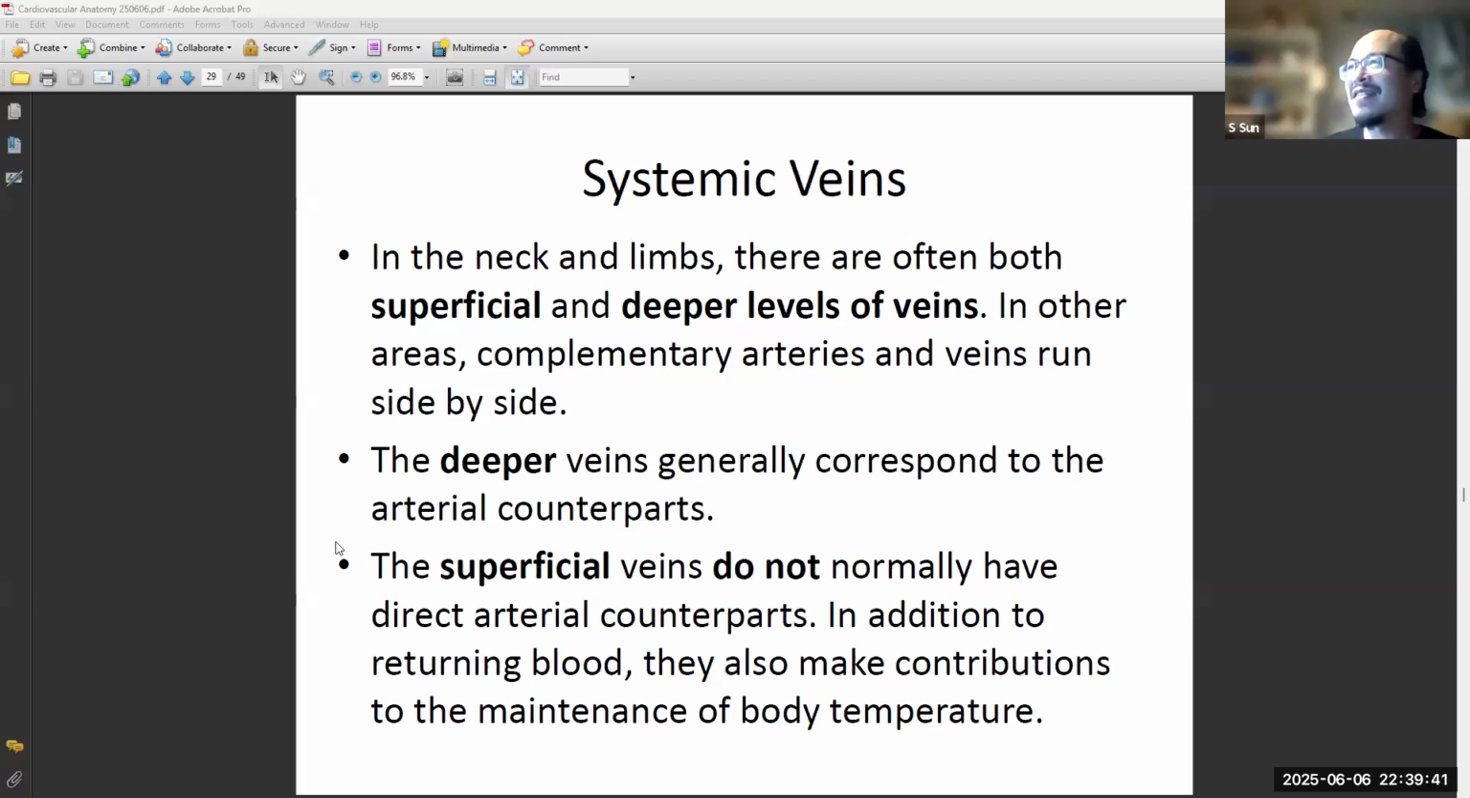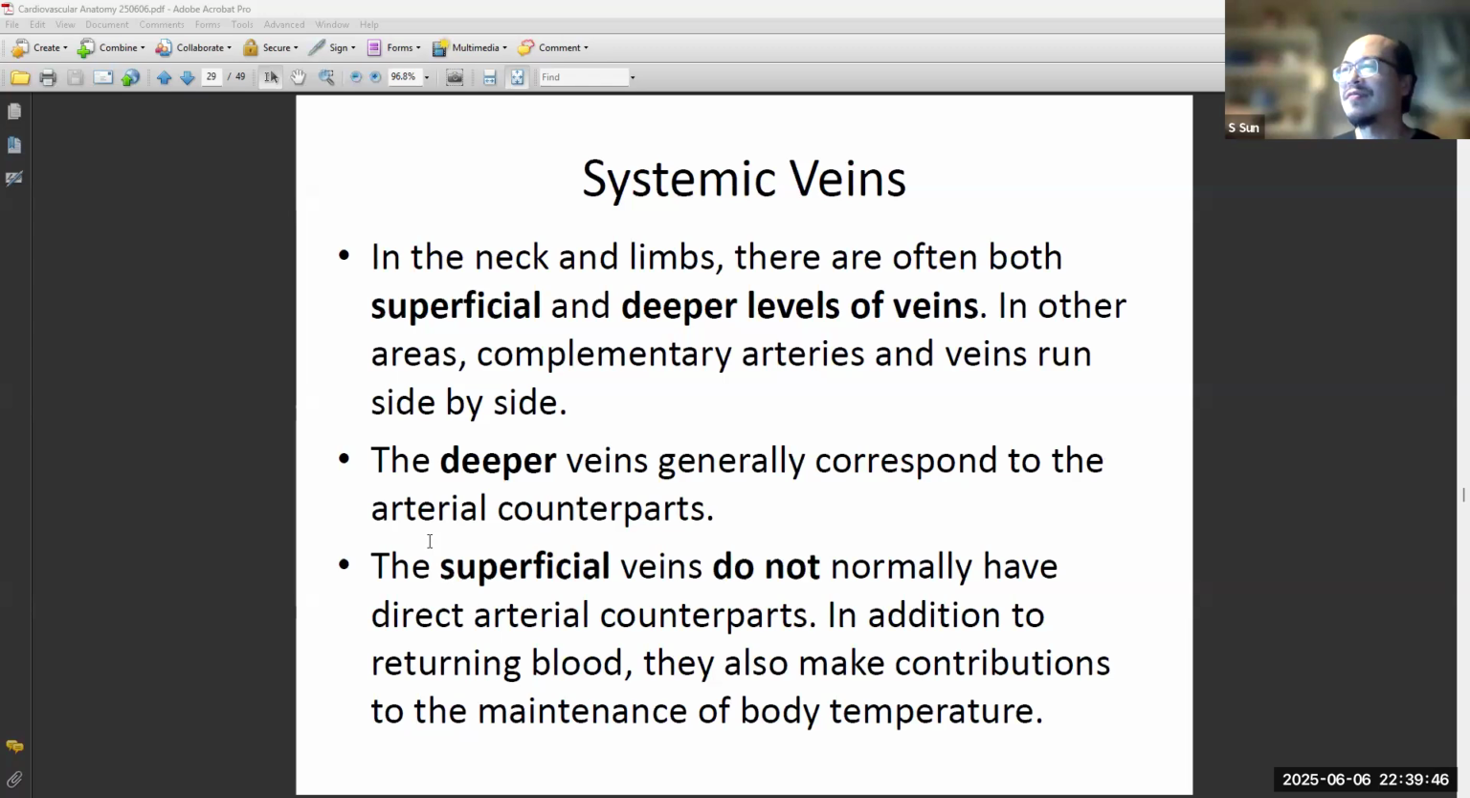Hi, welcome back. All right, so today we will continue the lecture about the cardiovascular system. This is the last portion. We talked about the heart, we talked about the arteries. This one is about the vessels, the veins. Let me share my screen. All right, so this is the veins portion.